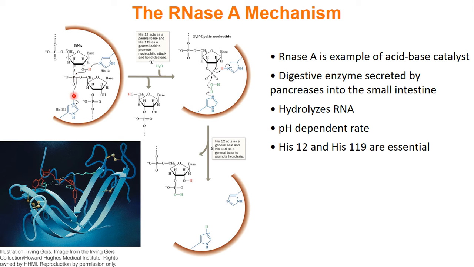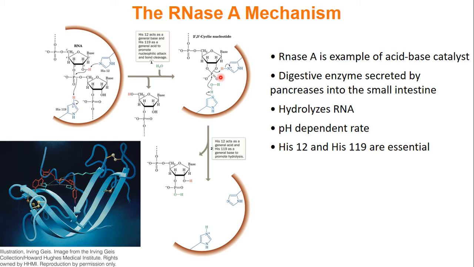To help split this RNA molecule, we have another histidine that's going to act as an acid to give the hydrogen to this oxygen, breaking this phosphate oxygen bond and forming a new oxygen phosphate bond. So you'll get a cyclic nucleic acid. You'll also have water come in after the first step.